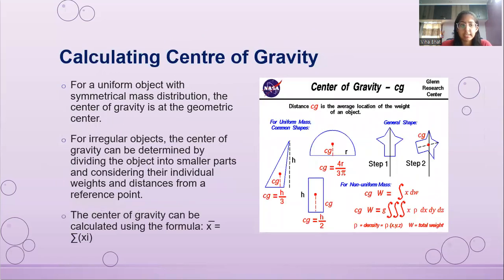How do we calculate the center of gravity? So for a uniform object with symmetrical mass distribution, the center of gravity is at the geometric center. For irregular objects, the center of gravity can be determined by dividing the objects into smaller parts and considering their individual weights and distances from a reference point. So there is a formula given. We can use this formula to find the center of gravity for any shape or figure.